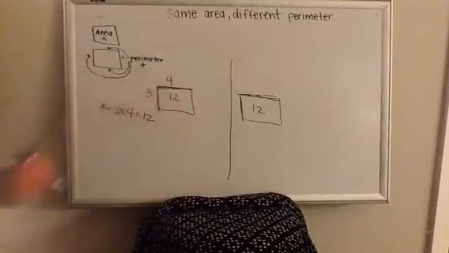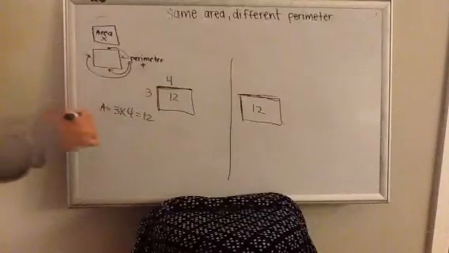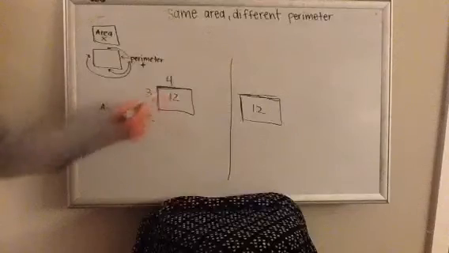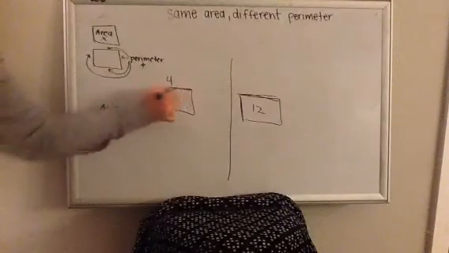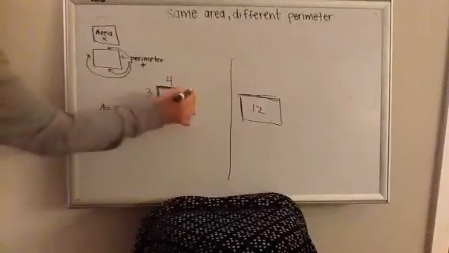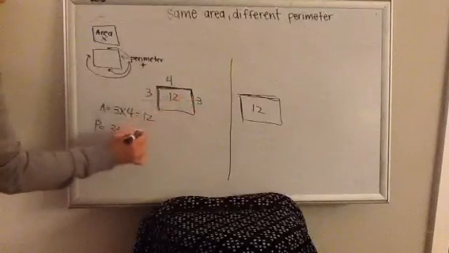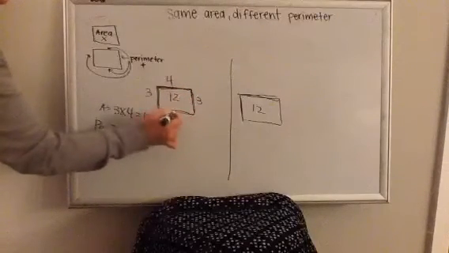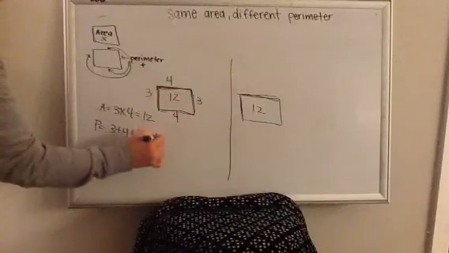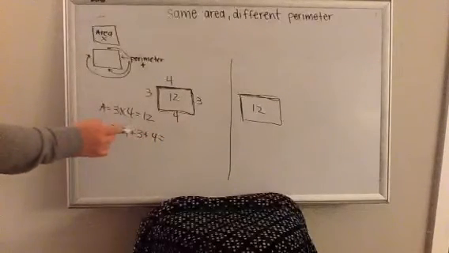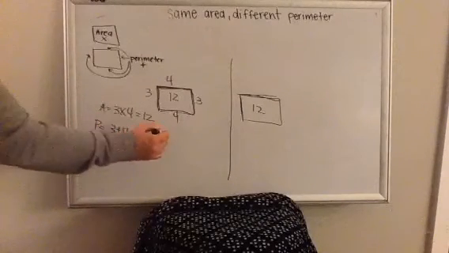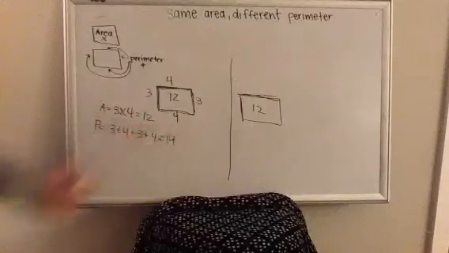3 groups of 4. So now my perimeter would be 3 plus 4 plus 3 plus another 4. Opposite sides equal. So if I add those up, 1, 2, 3, 4, 5, 6, 7. Oh, that's 7 and that's another 7. So my perimeter is 14.